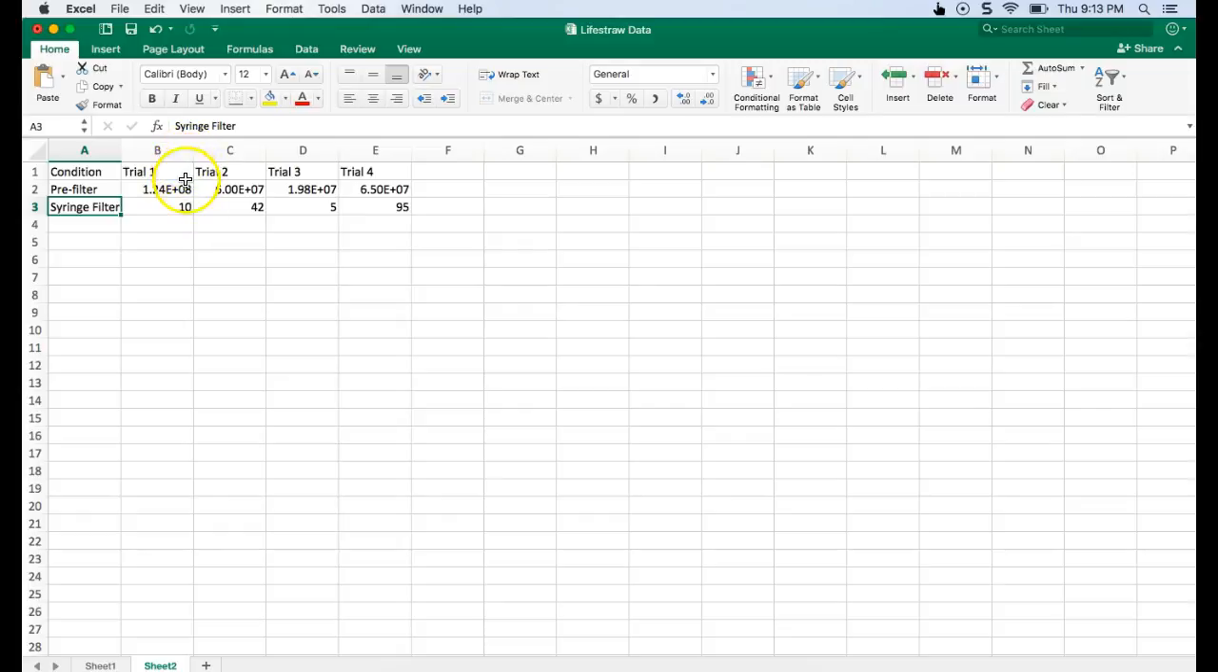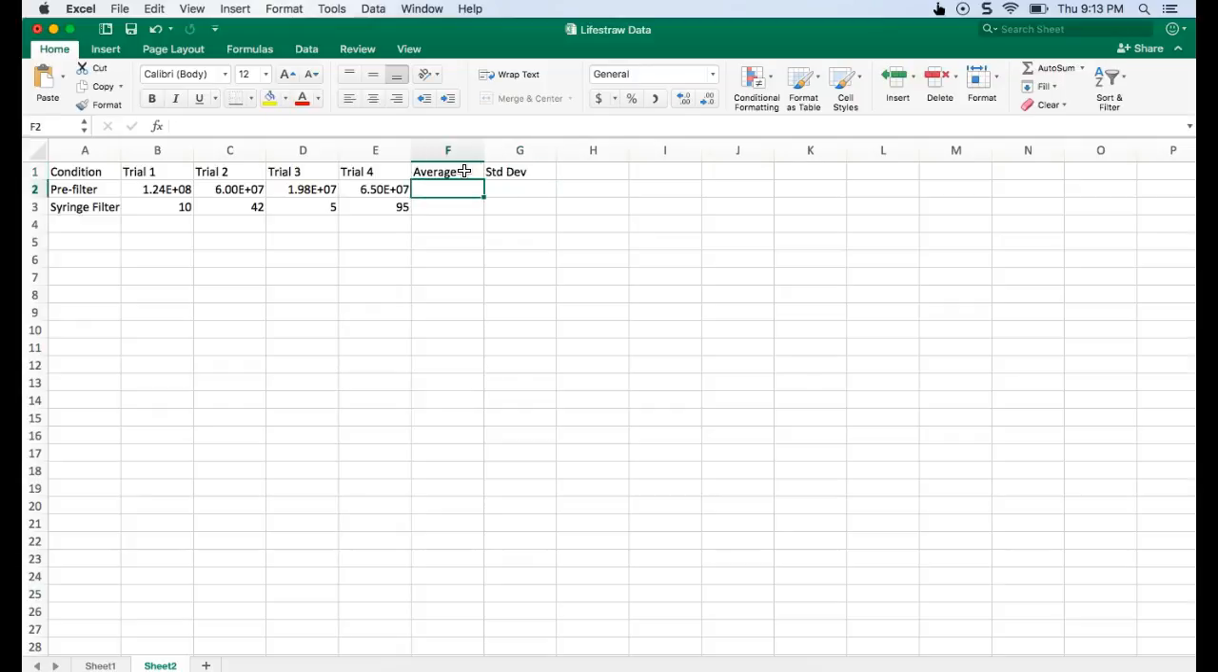And so for trial 1, here are those pre and after filtration measurements. The same for trial 2, 3, and 4. We're going to make 2 calculations here. We're going to calculate the average or the mean, and then we're going to calculate the standard deviation, which I'm going to abbreviate as such.